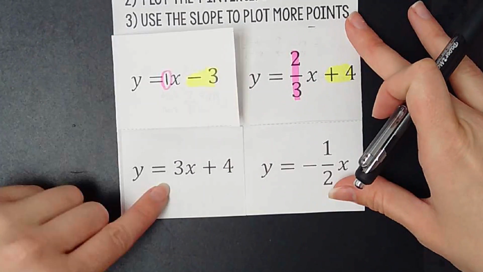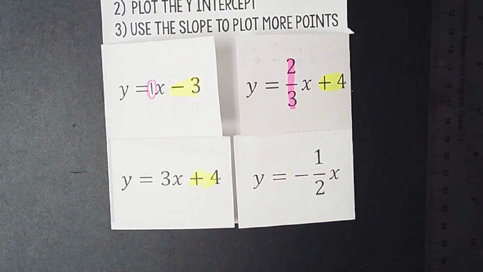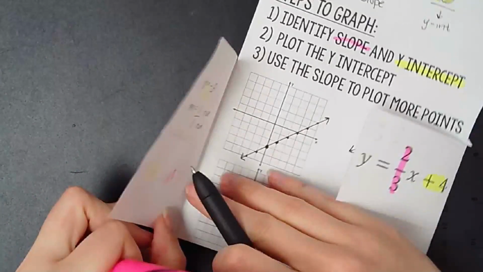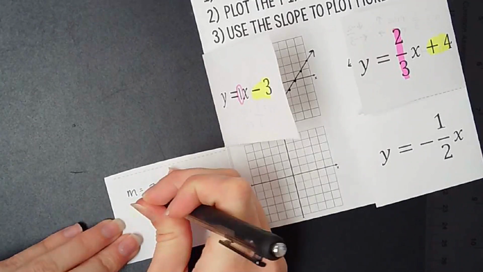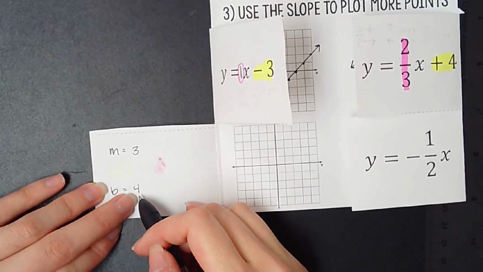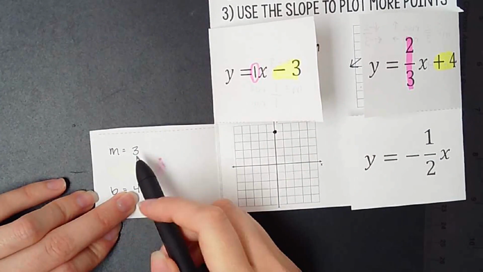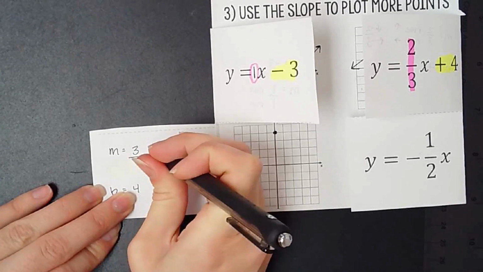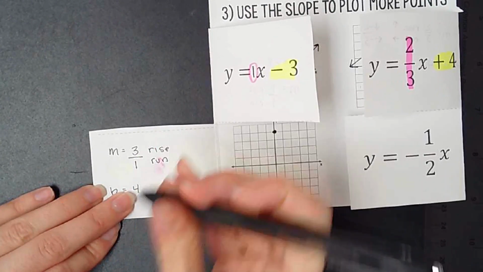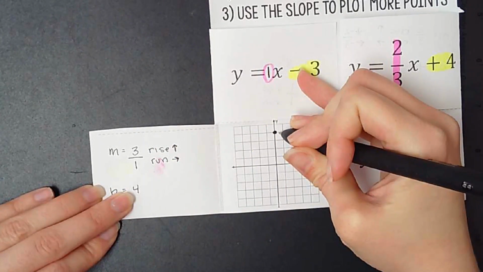In our third example, y equals 3x plus 4. My y-intercept is positive 4 again, and my slope is positive 3. So m is 3 and b is 4. So my first point is at positive 4 on the y-axis, and my slope is 3. To make this look like a slope, to make it look like rise over run, I need this to be a fraction, so it would be 3 over 1. So starting at my y-intercept, I need to rise 3 and run 1.